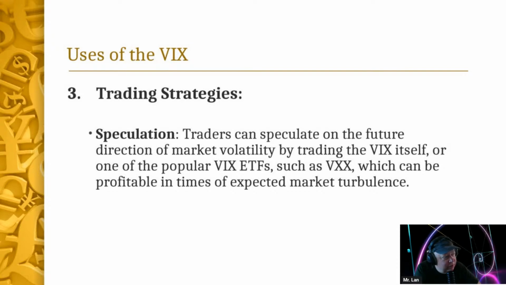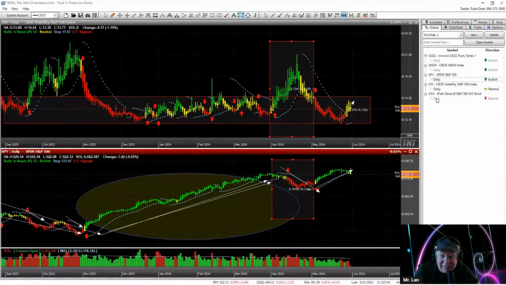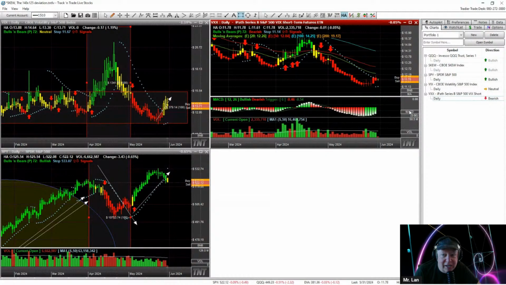Traders can speculate on the future direction of a market's volatility by trading the VIX itself or one of the popular VIX ETFs, such as VXX, which can be profitable in times of expected market turbulence. All right, let's go back over to our software, and I have the VXX sitting here. Let's pull up the VXX.